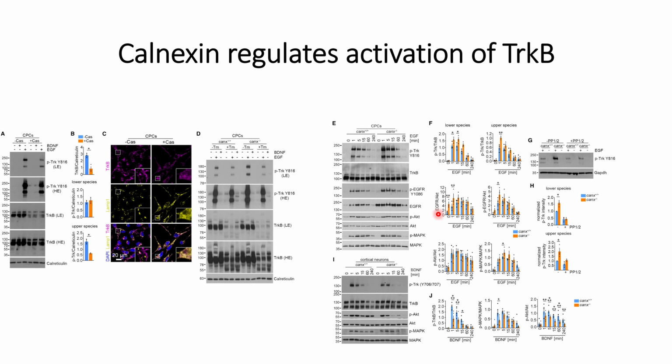And for this EGFR to AKT, they can see that it is statistically significant at 0 minute and 1 minute for the lower species, and for the higher species it is statistically significant at 1 minute. So this also indicates that EGFR will also be affected, and the EGFR and AKT pathways also get disrupted during this TrkB's activation.